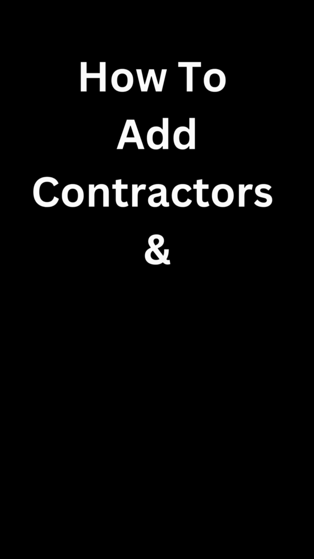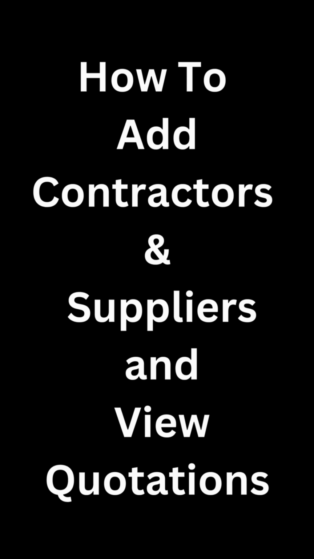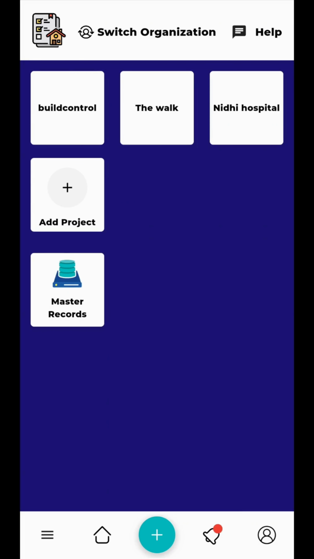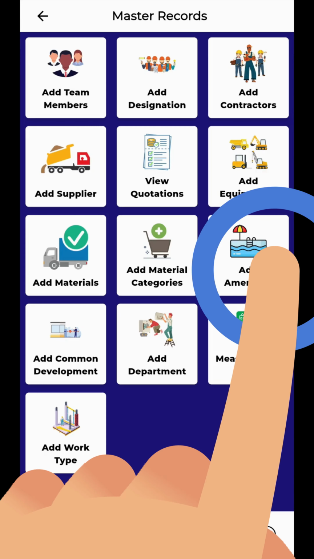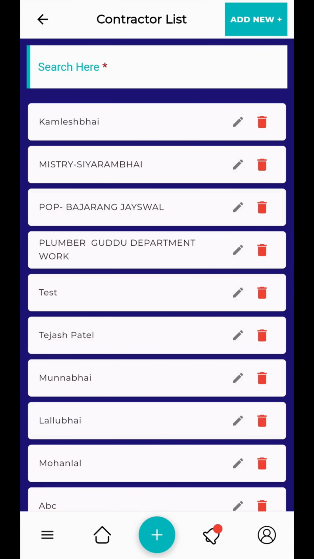How to add contractors and suppliers and view quotations. To add contractor, go to Master Records. Click on Add Contractors. Click on Add New.